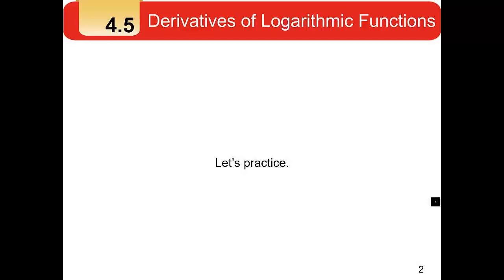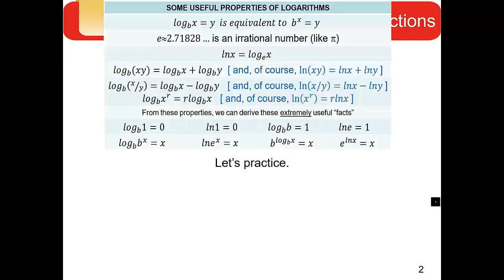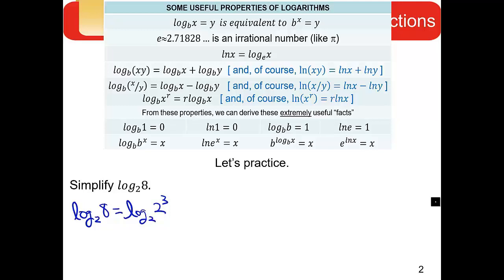Before we get to the calculus, let's practice this a little bit. I'm going to throw those properties back up there so we can look back at them. So I could give you a problem like: simplify the logarithm of 8 base 2. Well, all these properties have to do with bases matching each other. Well, 8 and 2 don't match each other, but think about it a minute. 8 is really 2 cubed. So if you think of 8 as 2 cubed, that logarithmic expression becomes the log of 2 to the third base 2.